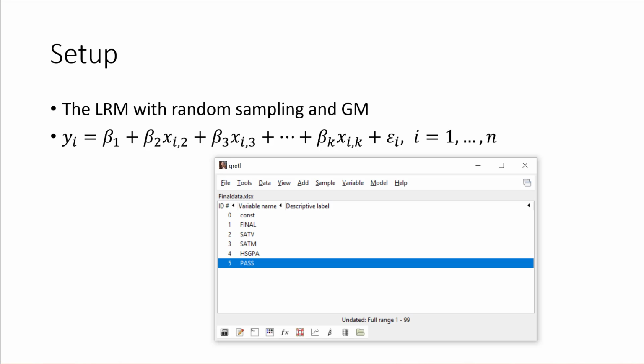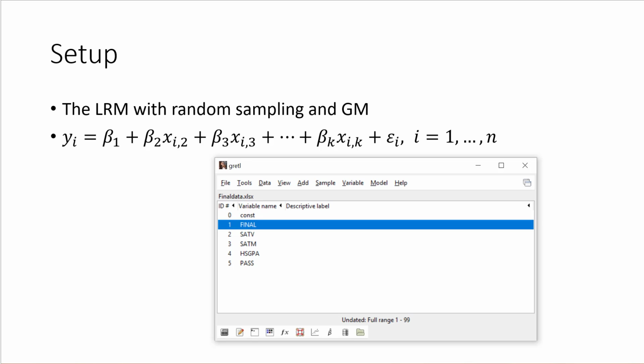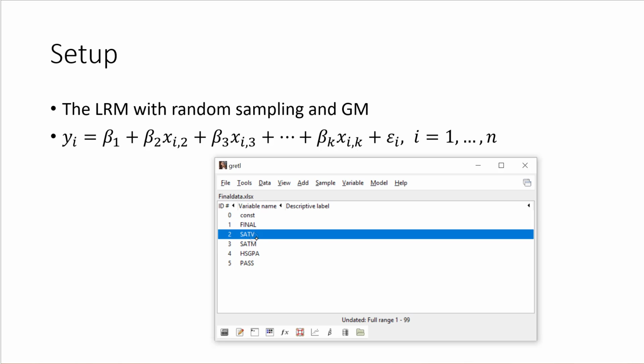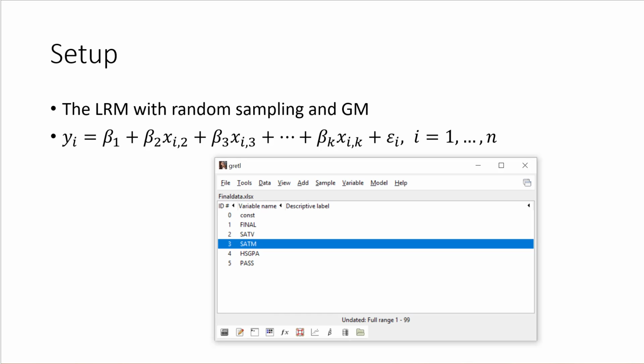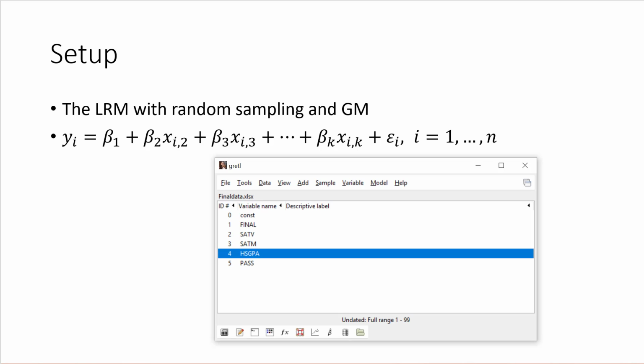As a concrete example, we can use this data set of 99 students where final is the result on a final exam. We use that as our y variable. SATV and SATM are the results on the SAT, the verbal and the math score. So those would be our x2 and x3. Our final explanatory variable here is x4, the high school GPA. We will not use the pass one, that's just true if the student passed the final.